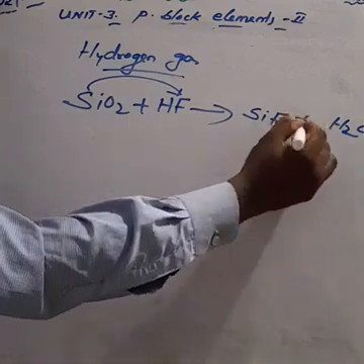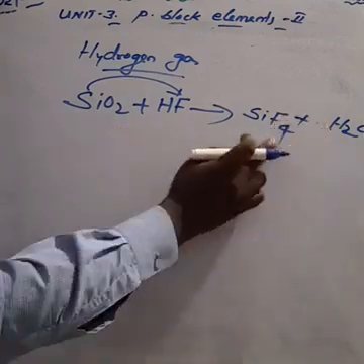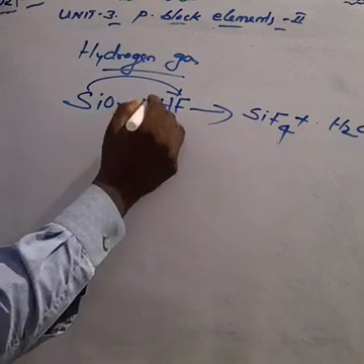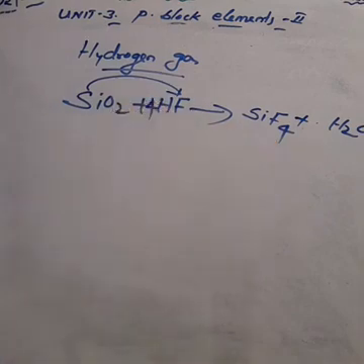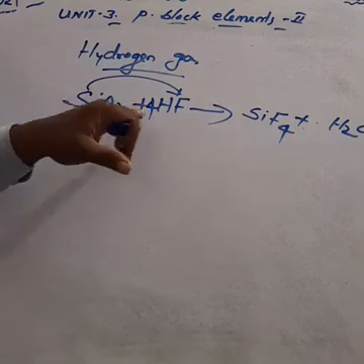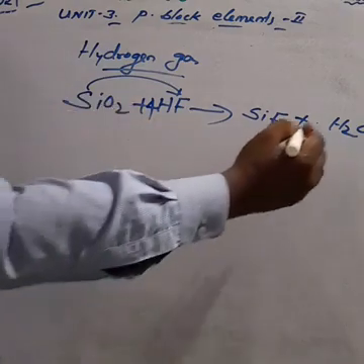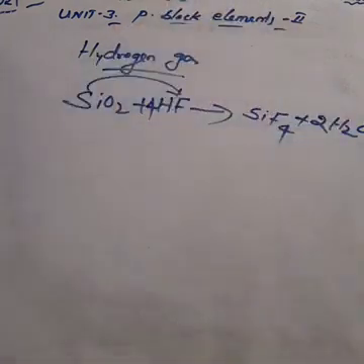The products are having 4 fluorine, so on the reactant side make it 4HF. So how much hydrogen is there on the reactant side? 4, so make it 2 on the product side, 2H2O. Now the equation is balanced.